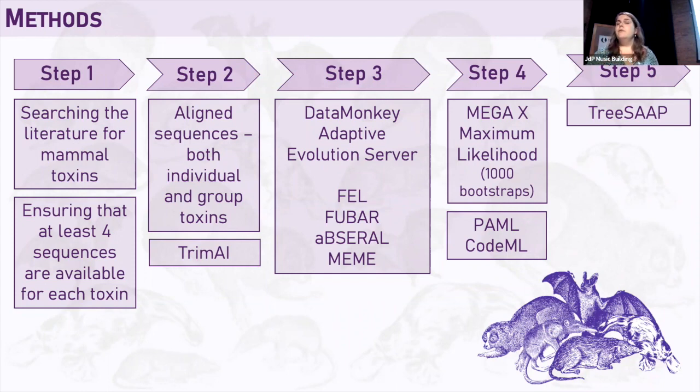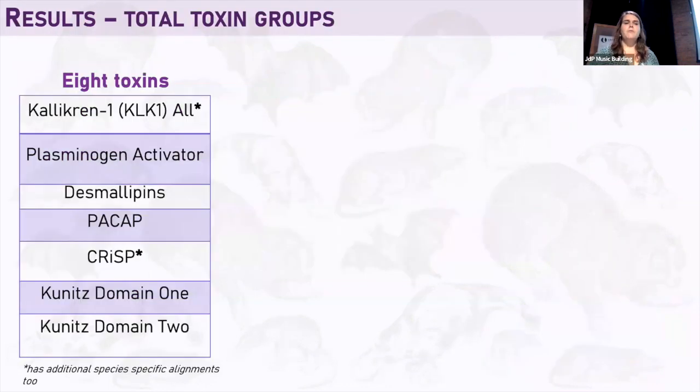Which is really intriguing because it has implications for the fitness and perhaps how much it has impacted the animal. Results: I got a total of 8 toxin groups. Some of them you might be familiar with, some of them you might not have heard of. So those were the calichrome ones, the plasminogen activator, desmopilians, PCAP, CRISP, Kunitz domain 1, Kunitz domain 2.